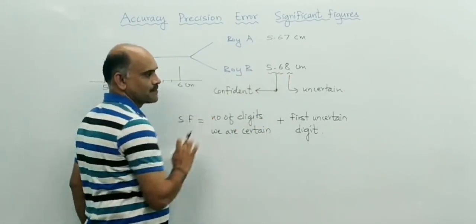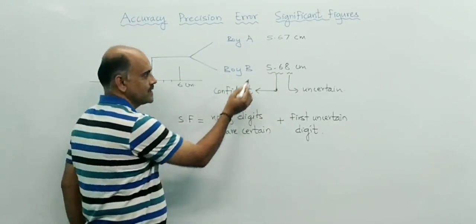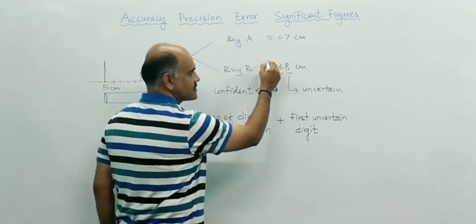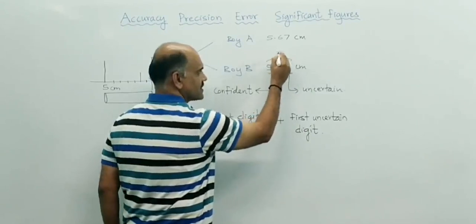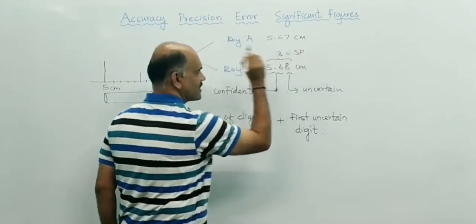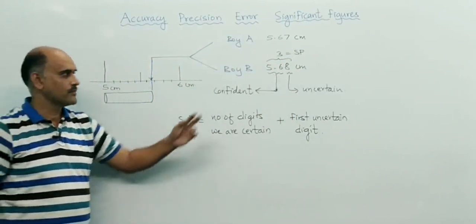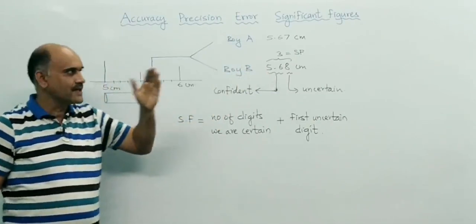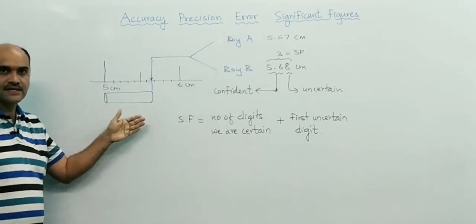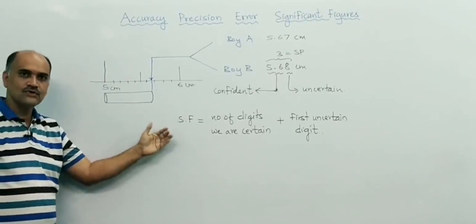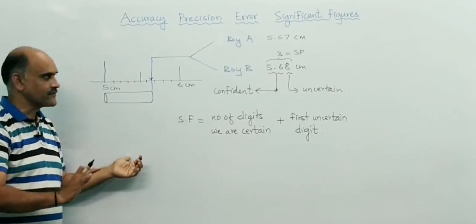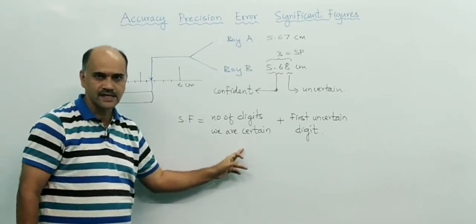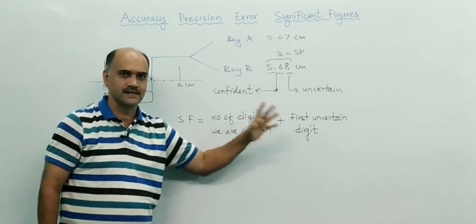Now if you take this number, how many confident digits are there? 5 and 6, two of them. The first uncertain digit is 8. So the total number of digits we have is 3. So 3 is the significant figure of this measurement. Clear, students? There are some rules for writing significant figures. I will explain those with examples. So the definition of significant figure is clear: the number of digits we are certain about plus the first uncertain digit.